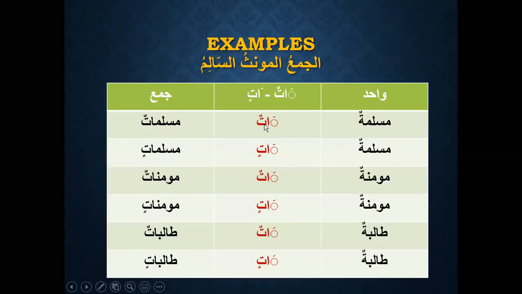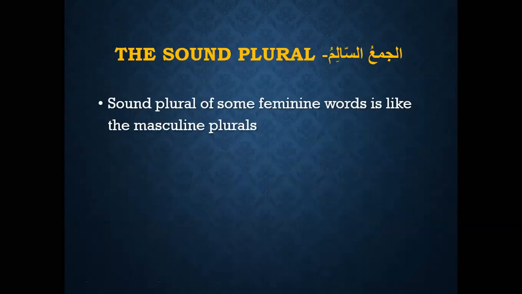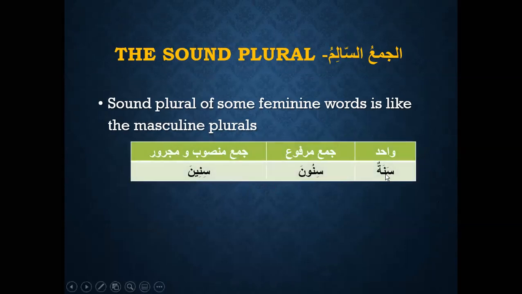So muslimatun, muslimatin. Mu'minatun, mu'minatin. Talibatun, talibatin. These two, mansub and majroor, have the same kasratan in both states. There are very few exceptions whereby some feminine words take the masculine ending. For example, sanatun means the year. One year sanatun, two years sanatain.